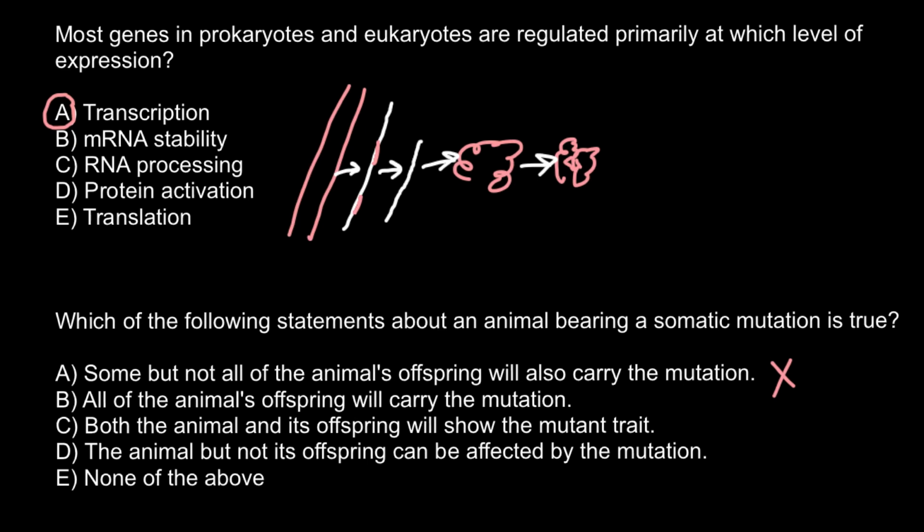So answer B, all of the animal's offspring will carry the mutation. This is also not true. Answer C, both the animal and its offspring will show the mutant trait. This is also not true. Answer D, the animal but not its offspring can be affected by the mutation, and this is true. So our choice is answer D.